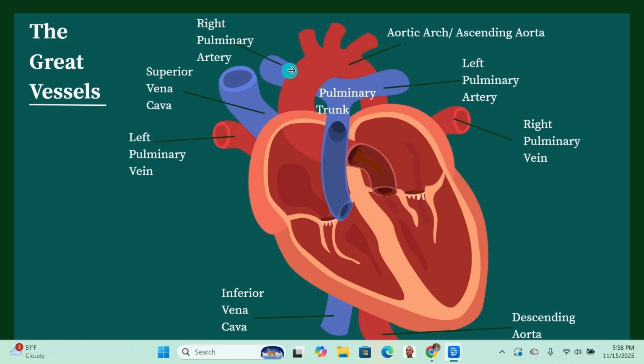Okay, so oxygenated blood comes out, hits that aortic arch. This is where we have branches that are going up into the cephalic region and out to each of the arms, left and right. And then the descending aorta wraps around the back of the heart and goes down to the lower cavities and the legs.